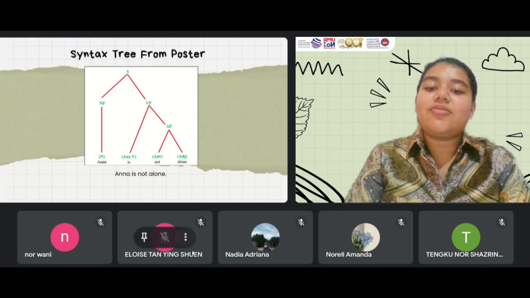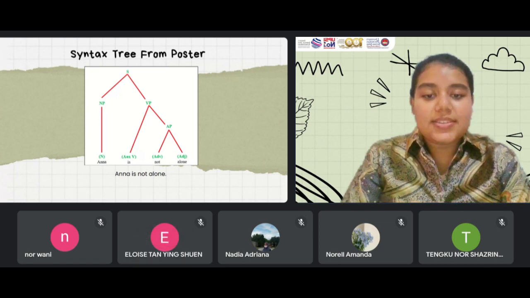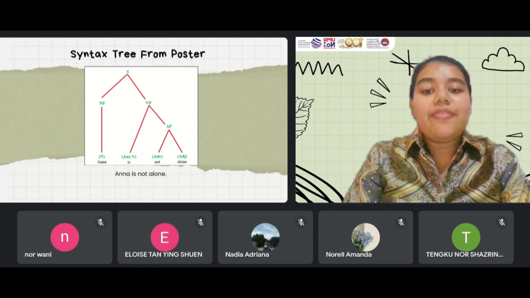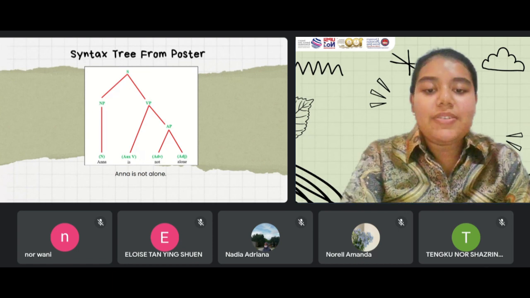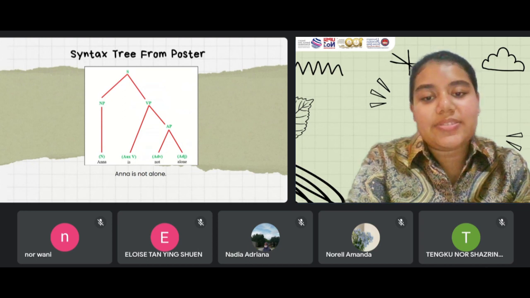Meanwhile, the verb phrase is created from the auxiliary verb "is" and the adjective phrase. Every verb phrase must contain a verb. Meanwhile, the adjective phrase can be formed by joining adverbs with adjectives.